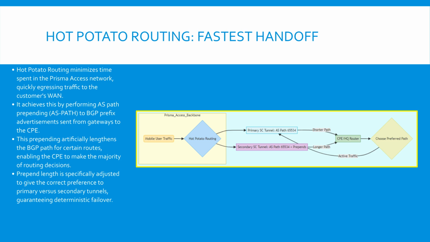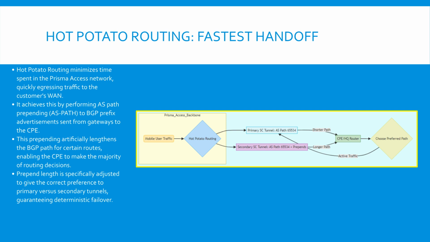This diagram visualizes how hot potato routing manipulates BGP path selection. Mobile user traffic, Node P, enters the hot potato routing mechanism, Node H. This is where the routing policy applies AS path prepending. The primary service connection tunnel, S1, is advertised with the standard short AS path. However, the secondary service connection tunnel, S2, is advertised with extra prepends, making its path look artificially longer.